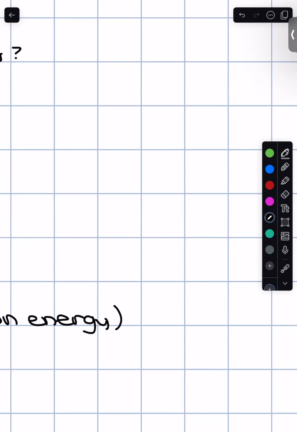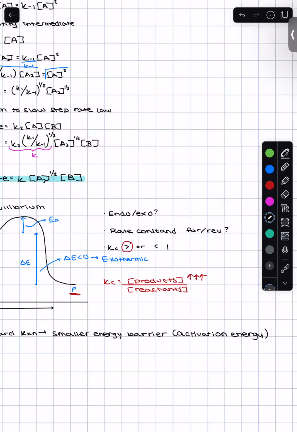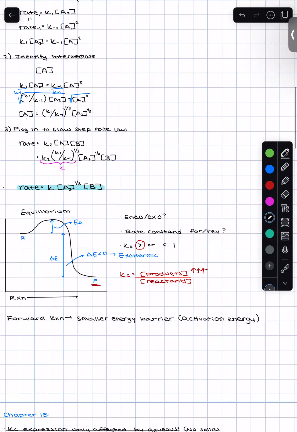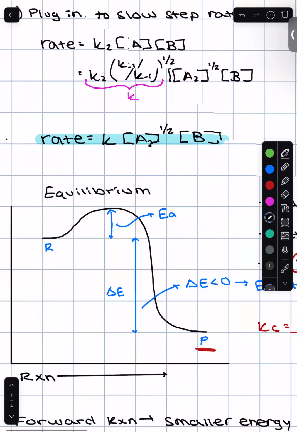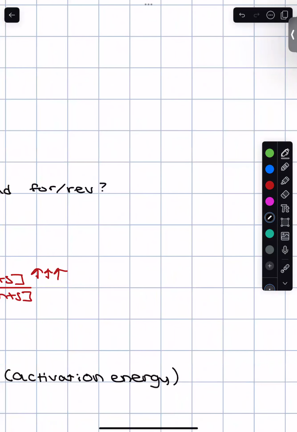So the way I would remember this is, obviously we just talked about how that forward reaction is going to be predominant, just because it has this lower barrier for energy. That's going to cause the rate constant in the forward reaction to be greater.